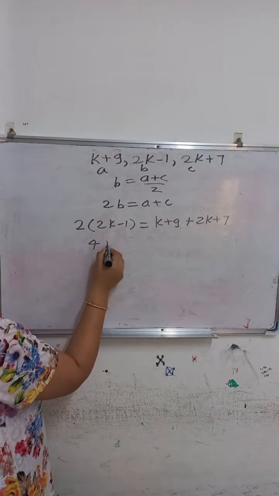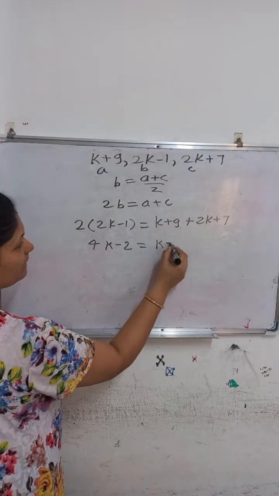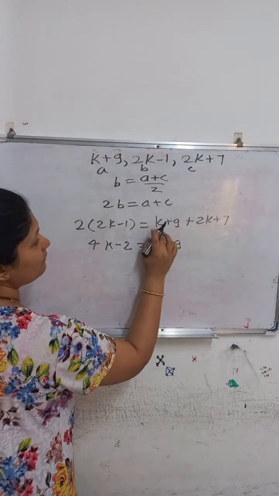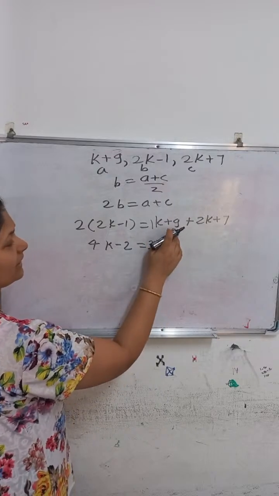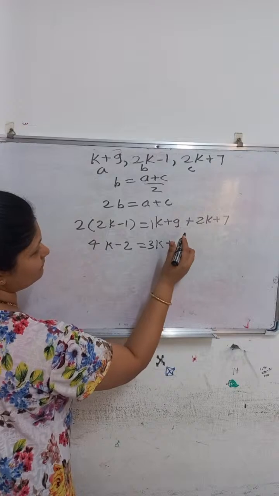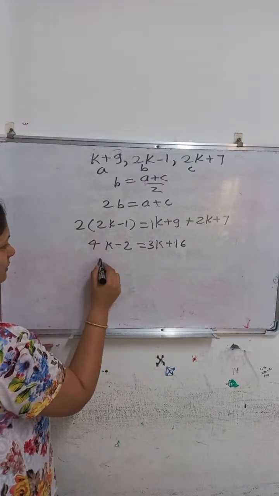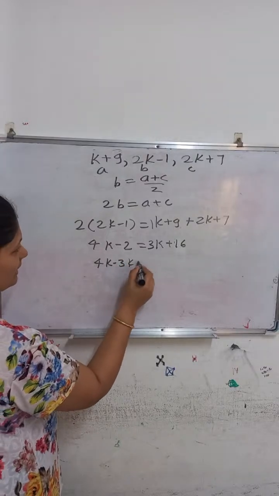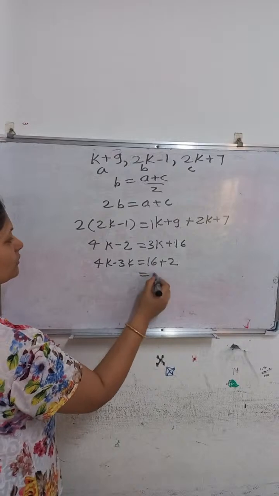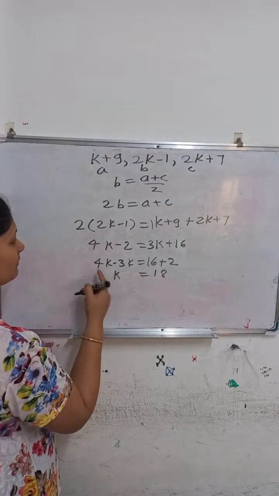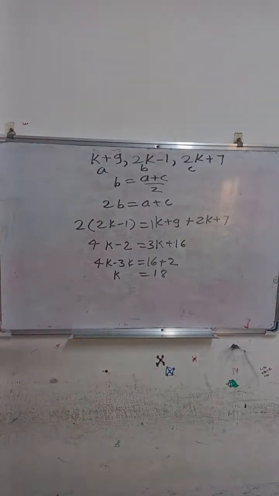So 2 into 2k, 4k minus 2, I am multiplying 2 inside the bracket. k plus 9, 1k plus 2k is nothing but 3k, and here 9 plus 7, so 16. So k you can transpose here. 4k minus 3k is equal to 16, and this minus 2 transposes over there. So this will become 18, and 4 minus 3 is 1. So the k value is equal to 18.